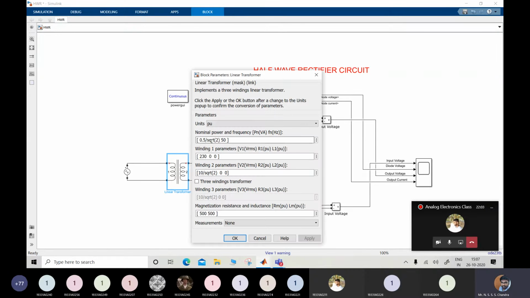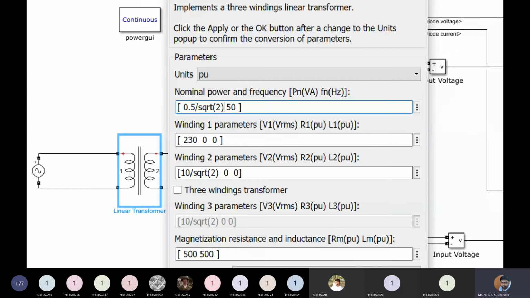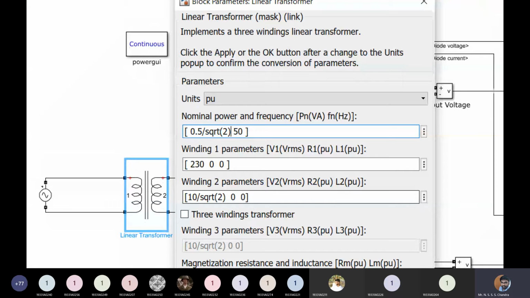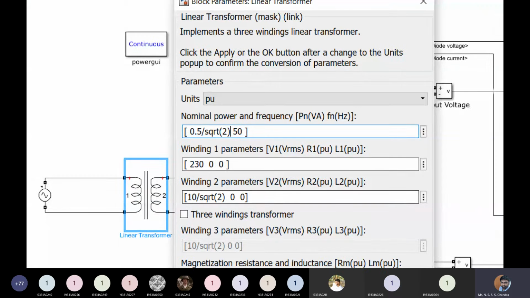Okay. So what is the sinusoidal voltage value? 10 by square root 2, right? Peak value, the secondary peak voltage, is 10 by square root 2. Can you see this winding's parameters? 10 by square root 2. Okay, and then coming to the current.